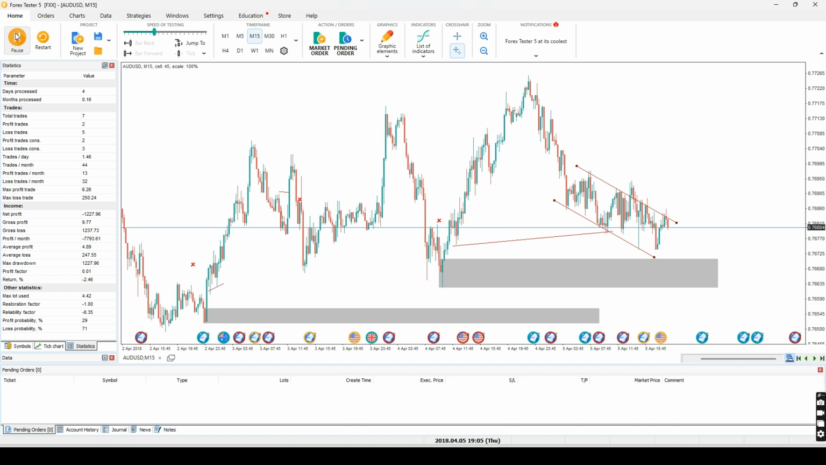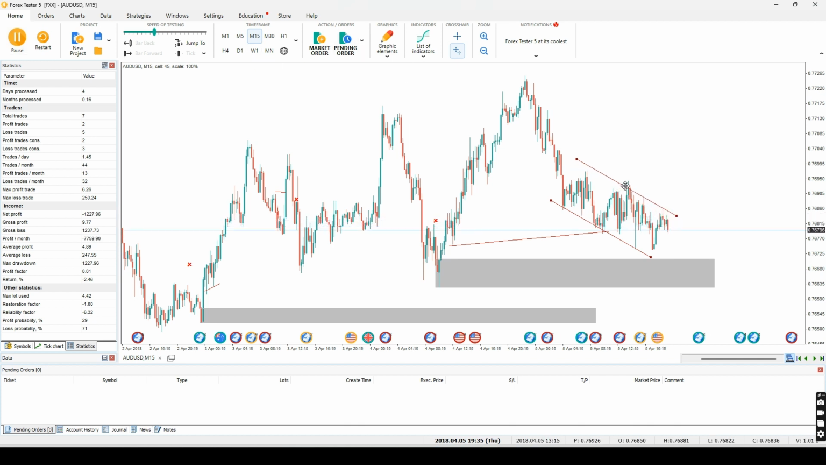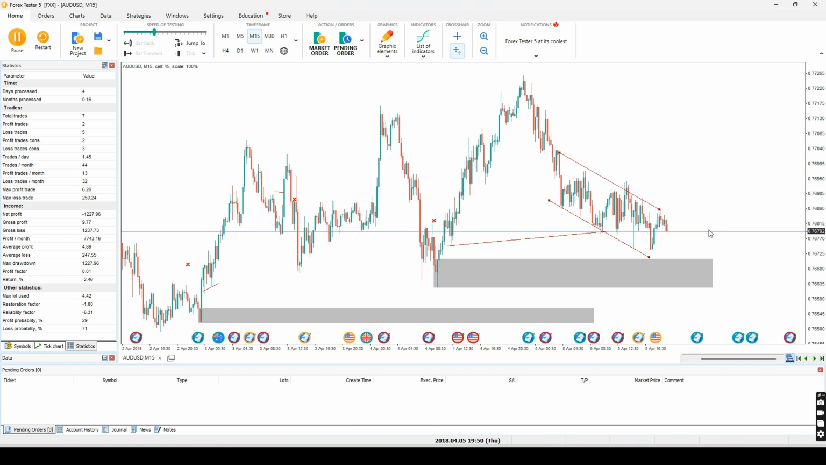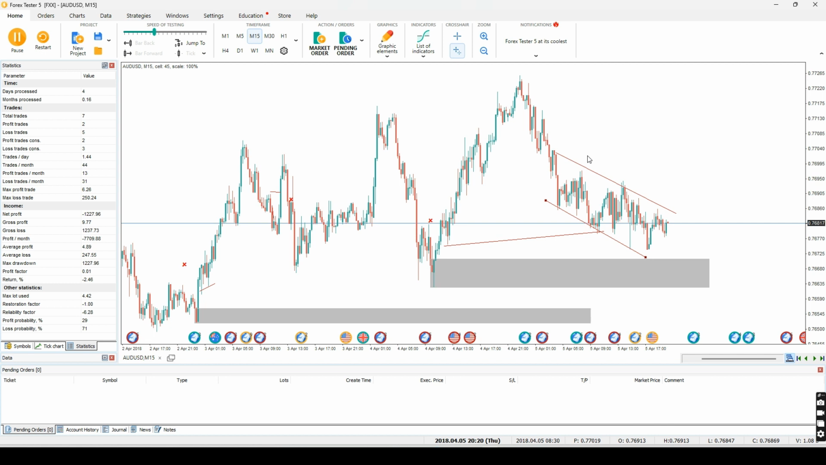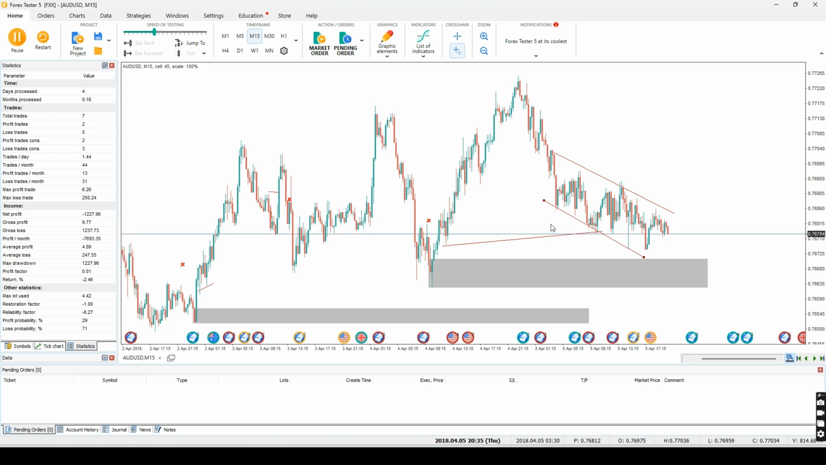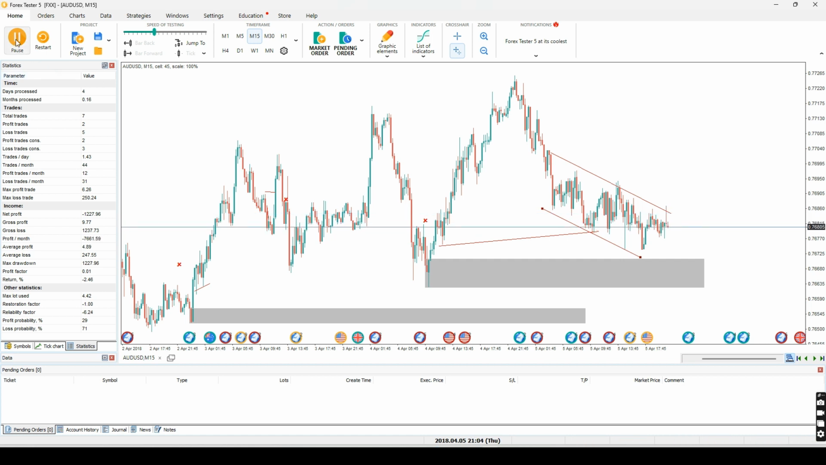Like, yeah. And I know what happens most of the time after this compression right here, we usually see a big push either to the upside or to the downside. And this is what you call a falling wedge. So whenever you have a falling wedge, the market usually impulses with big momentum candles.